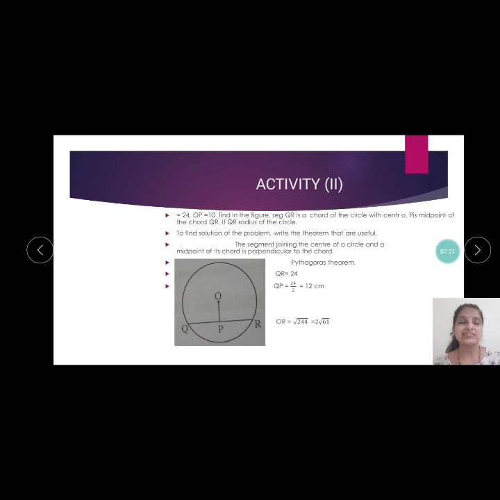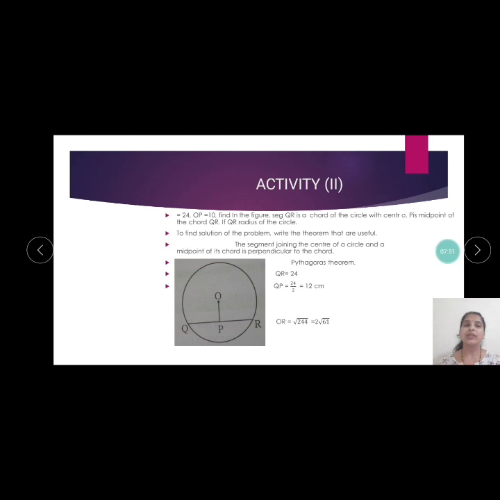So that is the length of OR or OQ. Fine. The very first thing: a line joining the center and the midpoint of the chord is perpendicular to the chord. As it is perpendicular, what does the perpendicular do to the chord? It bisects the chord. As it is bisecting the chord, what will be the length of PR? Length of PR will be half of QR.